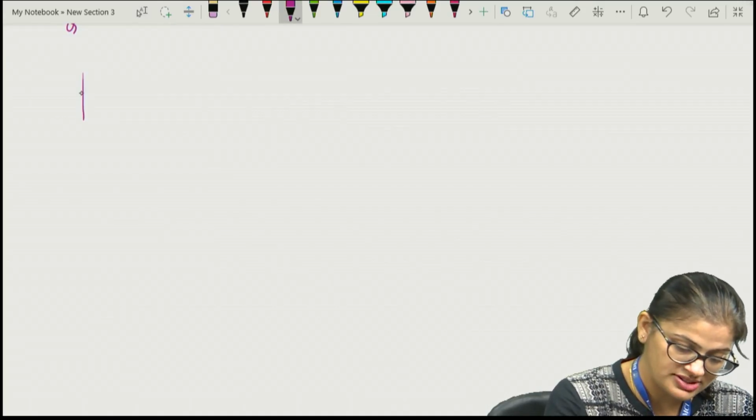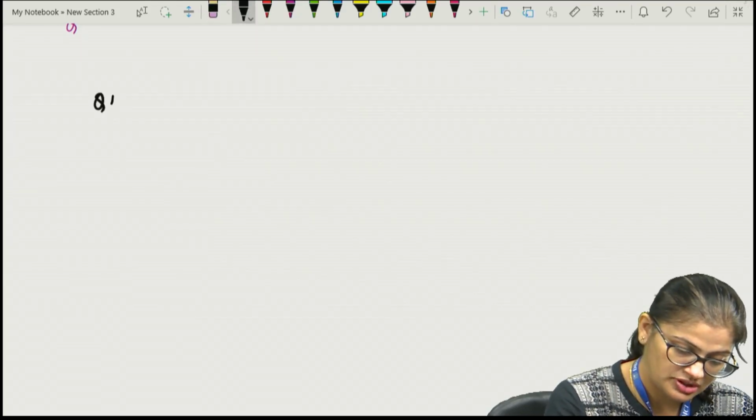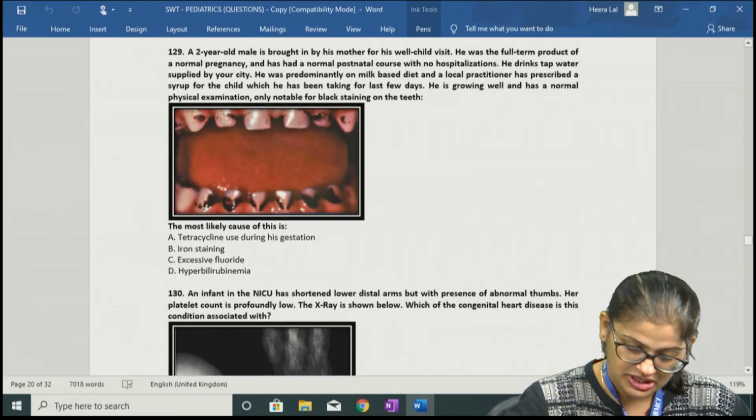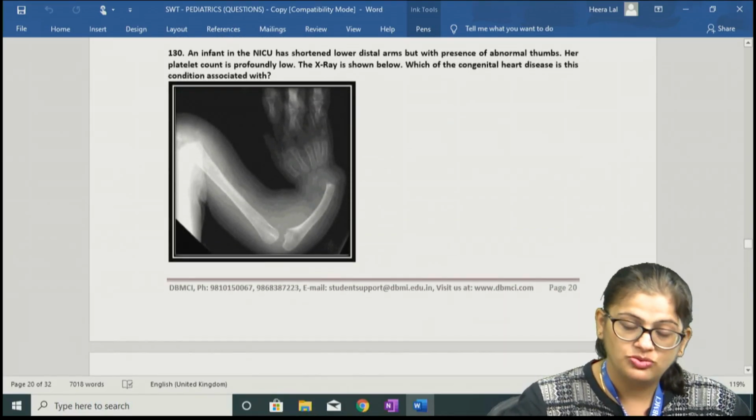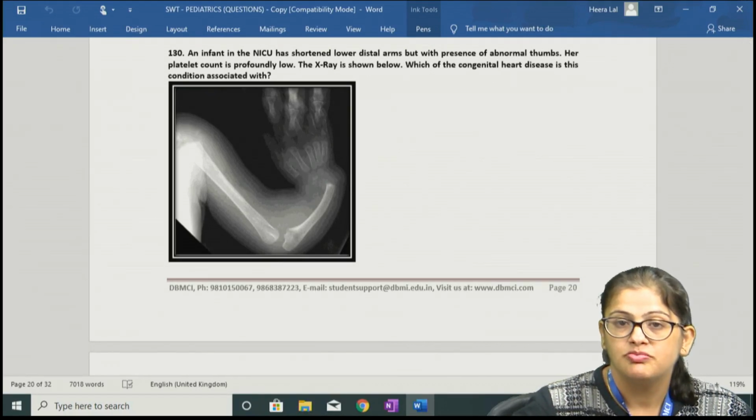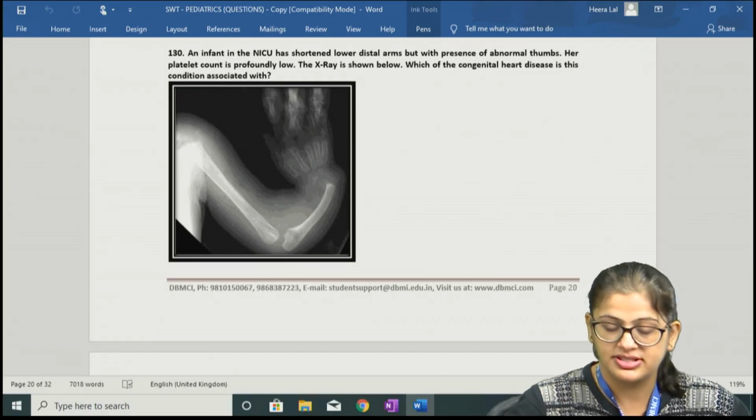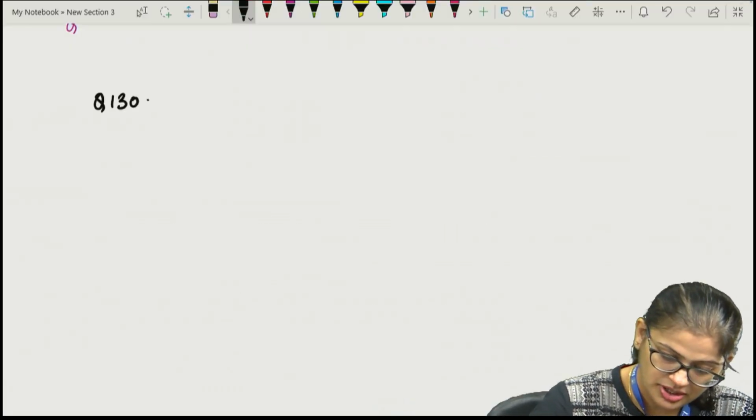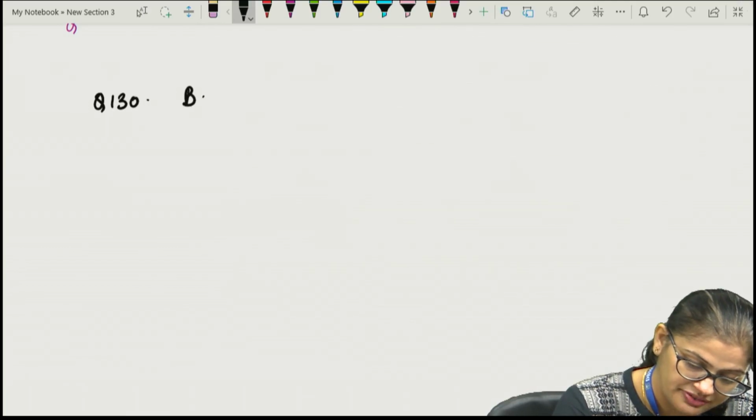So next we come on to question number 130, and question number 130 is again an image based MCQ, and which says, an infant in the nursery or the NICU has shortened lower distal arms but with the presence of abnormal thumbs. Her platelet count is profoundly low and the X-ray is shown below. Which of the following congenital heart disease is this condition associated with? So the correct answer to this question was option number B, that is atrial septal defect.